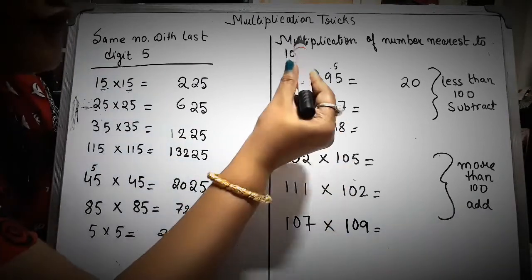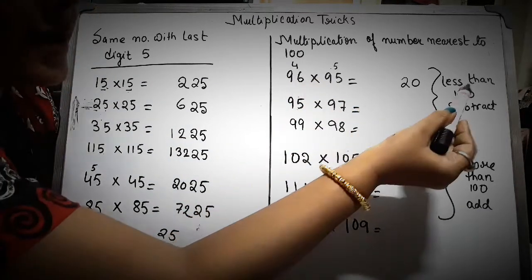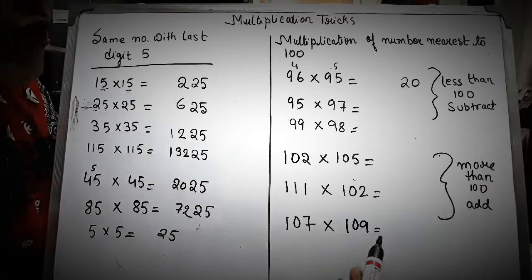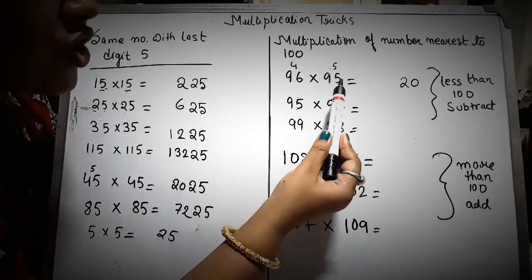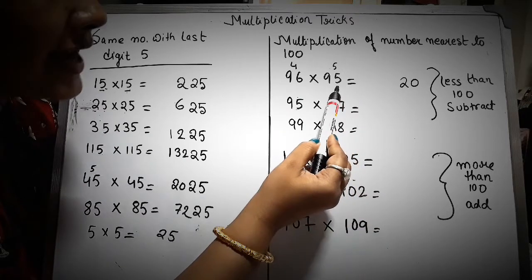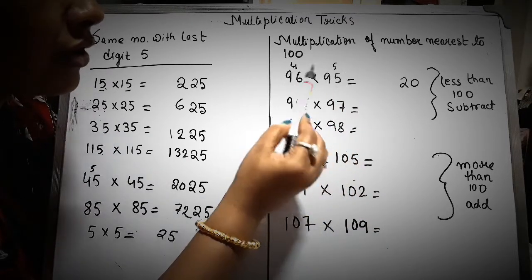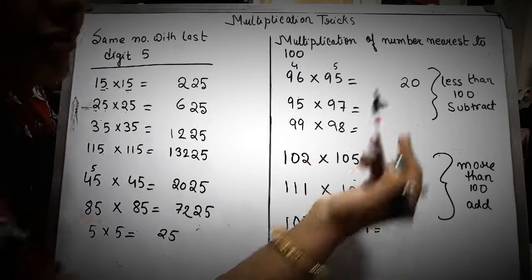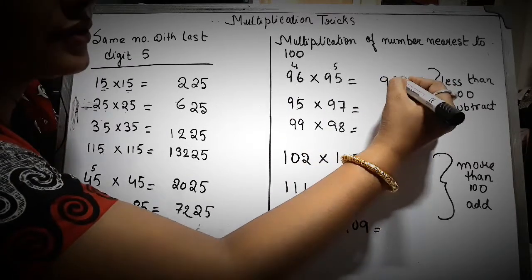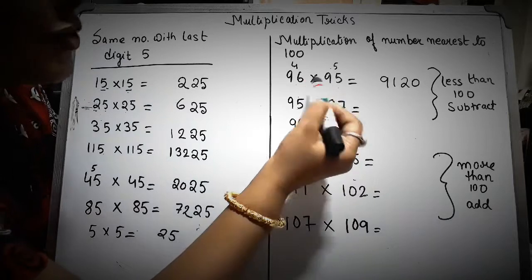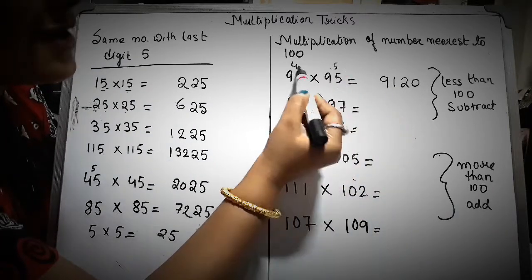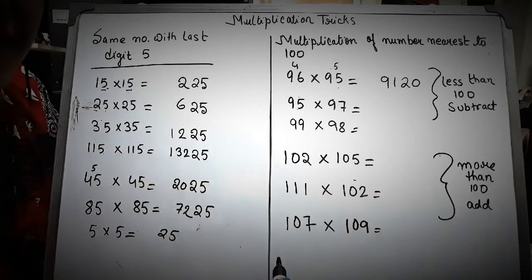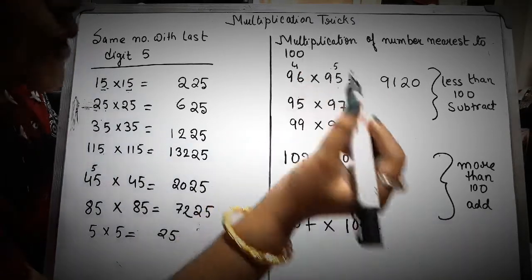Now for less than 100 numbers, we need to subtract. What to subtract? Take any number. You can take 96 also or 95, anything. So 95 minus 4, how much? 91. So this is your answer. Or you can do this way also. 96 minus 5 is also 91. 95 minus 4 is also 91. I hope it is clear.